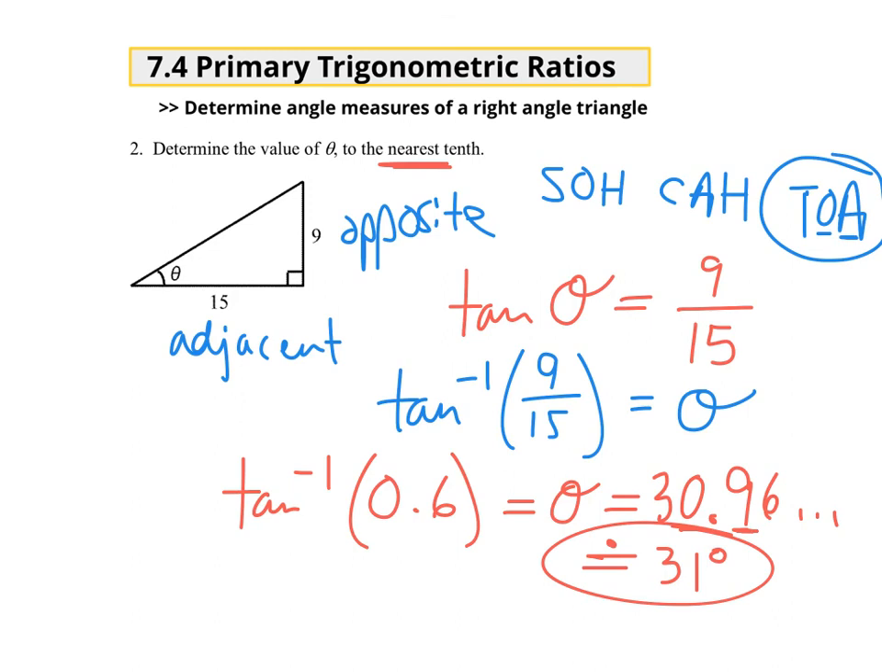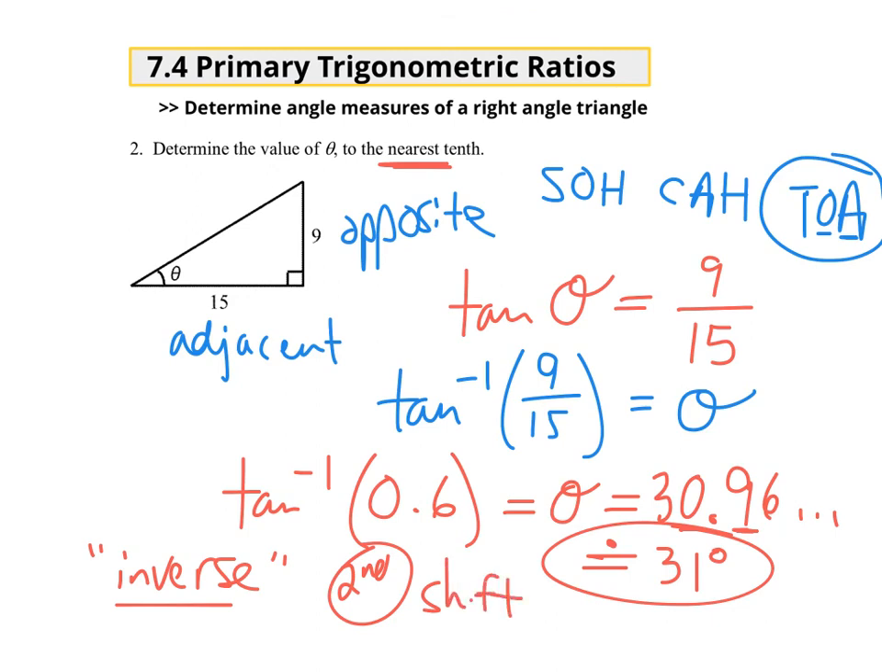So whenever you're looking for a missing angle, you will use the inverse button, which is above the primary trig buttons. So you're going to have to either press second or shift, depending on your calculator, to access that function of the inverse. And that concludes this video. We first found missing side lengths using primary trig ratios, and now we found a missing angle measure using primary trig ratios.